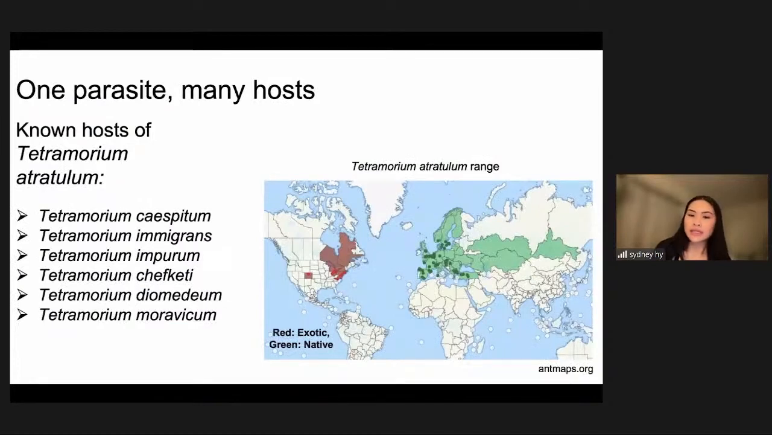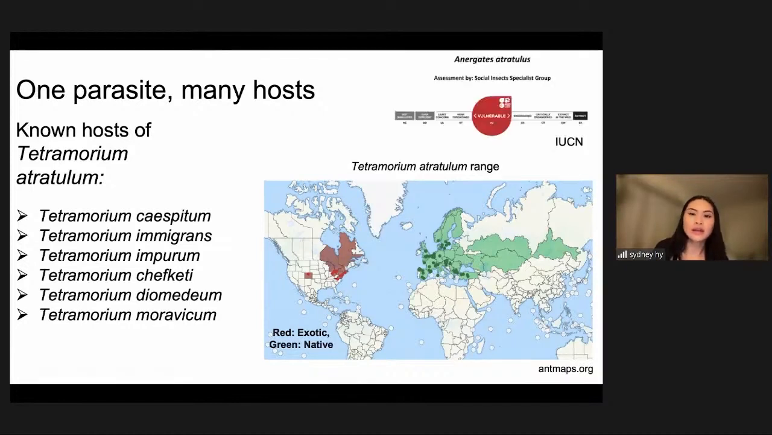So back to the parasite, Tetramorium atratulum actually parasitizes more species of the Tetramorium genus. And most of these species are located across Europe, widely distributed, as shown by the map. Although they're widely distributed in Europe and have successfully been introduced in North America, they're still considered very rare. In 1996, they were listed as a vulnerable species by the IUCN.